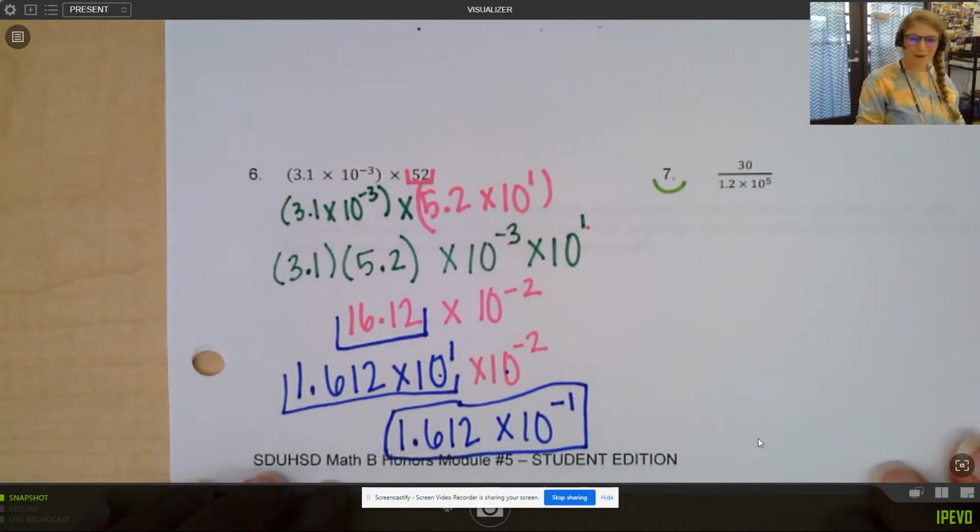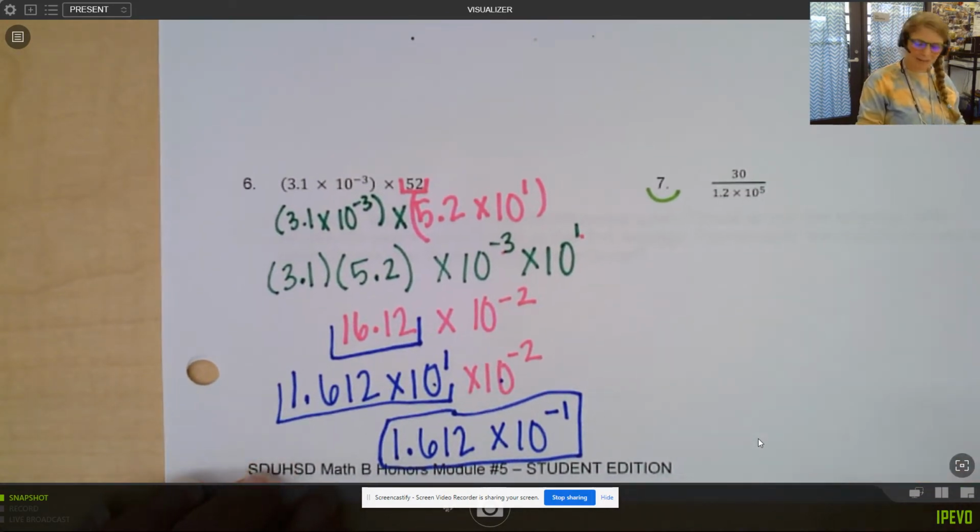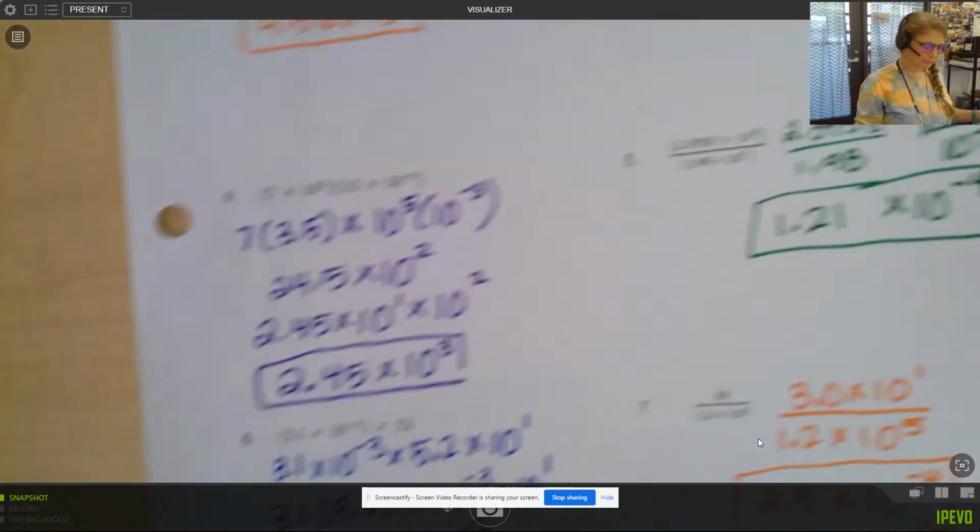Go ahead and finish the page. So you're finishing 4, 5, and 7. Pause the video, finish 4, 5, and 7, and we'll go over them in just a second. Okay, let's see how we did.